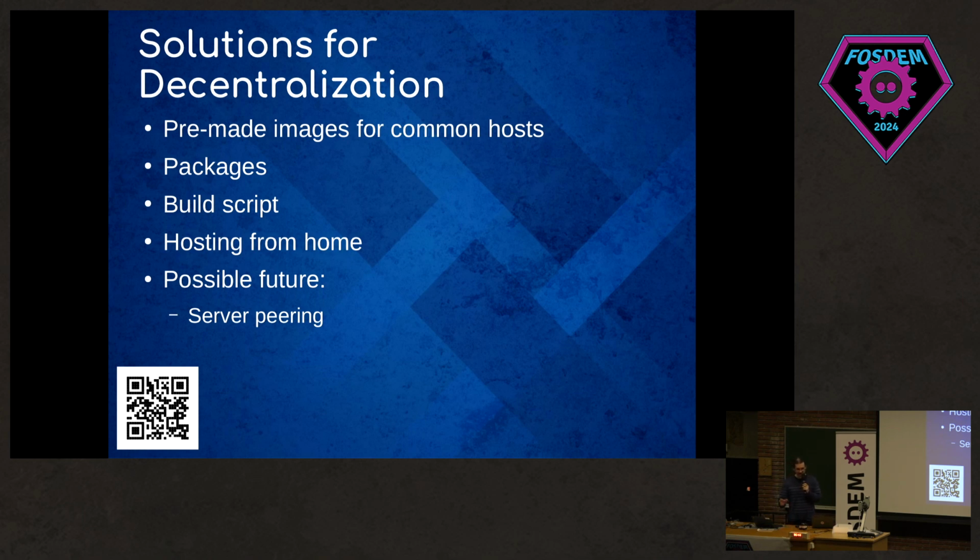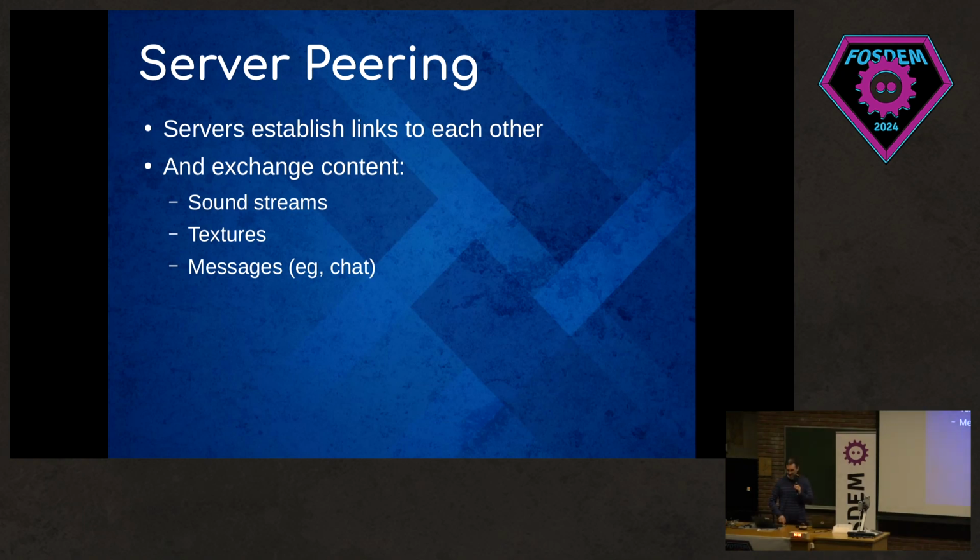One of the potential future developments that we've been discussing is peering between servers to share different kinds of content. This would avoid having to reach out to anything else. So what do we mean by that? The servers would establish links to each other and exchange things like sound streams, textures, and messages. In this way, we could have a chat system that doesn't actually depend on anything external. We've had discussions of connecting to Matrix, for instance, or having some sort of Discord plugin. But that's not quite in the spirit. We have an internal chat system which works inside each environment, but we want to have better support for intercommunication between the areas that exist.